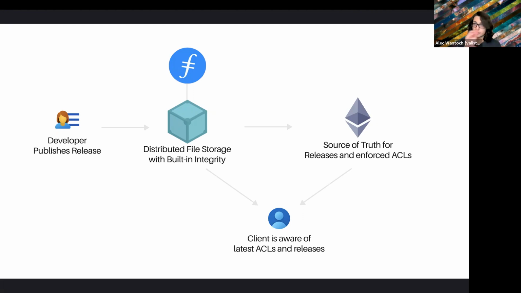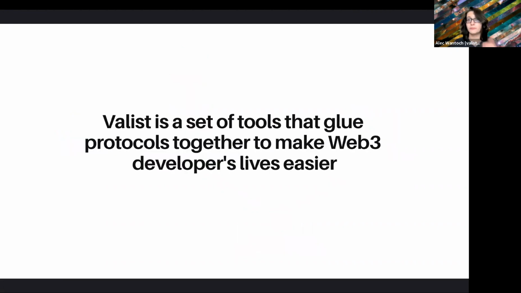The Valist client basically describes what type of software it is, and then that gets archived onto Filecoin for long-term storage, and then it gets checkpointed onto a blockchain. So Valist is multi-chain enabled, primarily Polygon, but it supports any EVM-based chain. And then the client is aware of the access control lists and the releases from the system. So basically, everything gets tied up into a nice interface, and Valist is a set of tools that glue all these protocols together to make Web3 devs' lives easier.